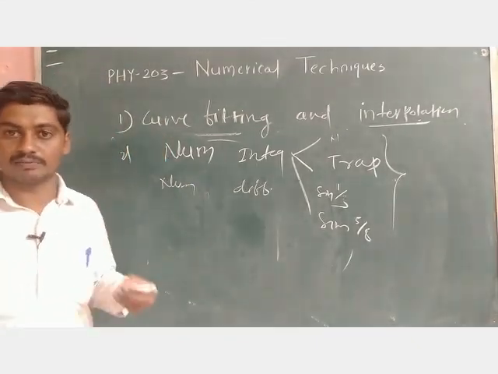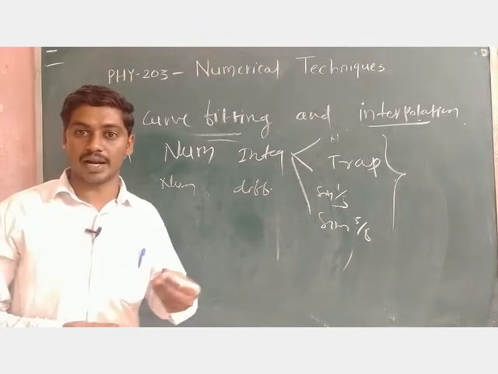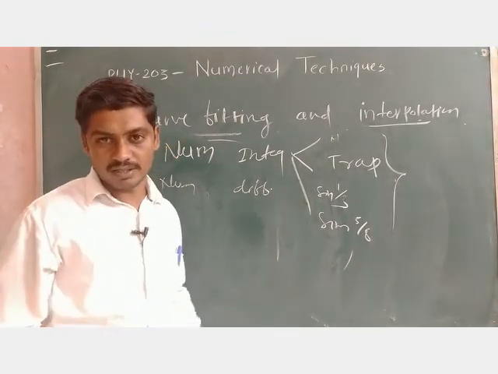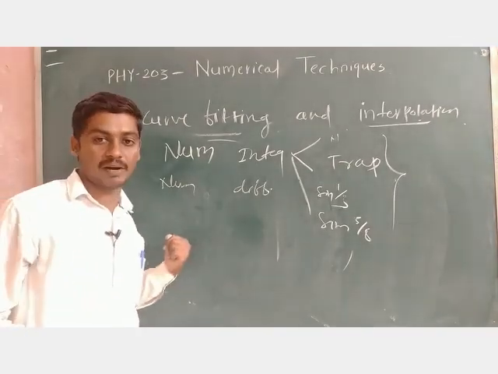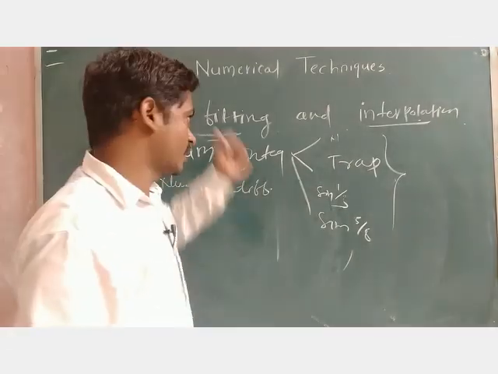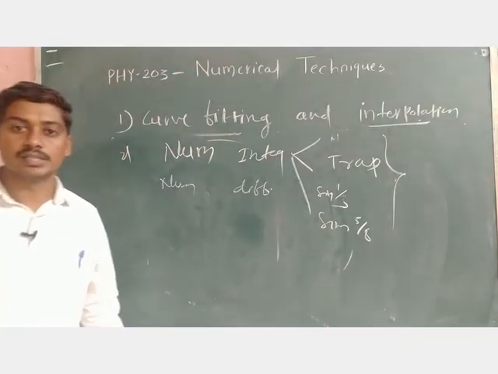Then we are going to study some eigenvalues. We are finding the eigenvalues and eigenvectors for the given set of equations. Then we are going to study some partial differential equations. And the last one, unit fourth, is all about C programming.